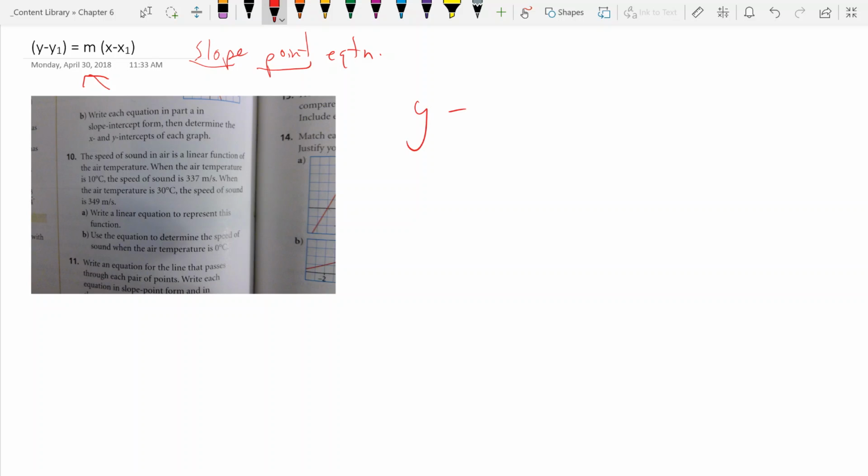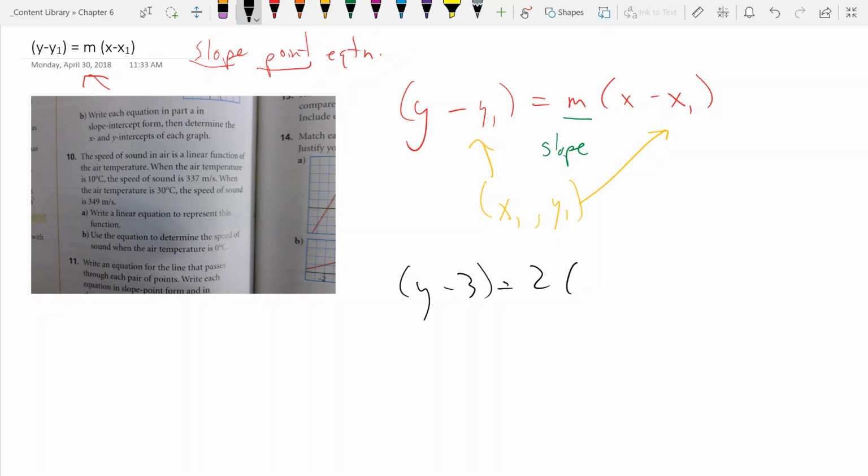The way that it works in this equation, m right here is slope, which is what you'd expect. The other thing that it gives you, this x1, y1, is a point that's on the line. So for example, if I had an equation that looked like this, the slope would be 2, and the point would be 2, 3, because I took that 2 and that 3.